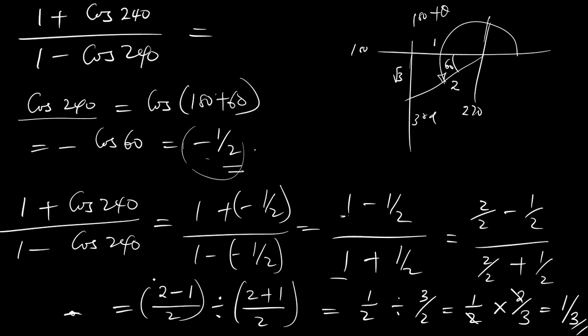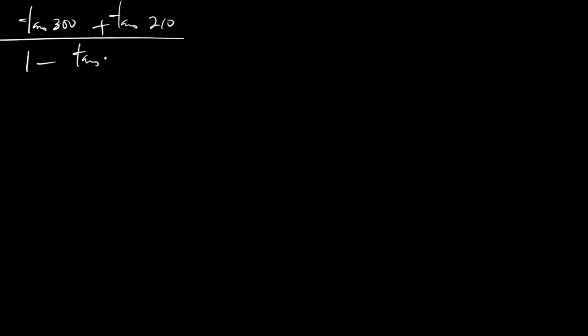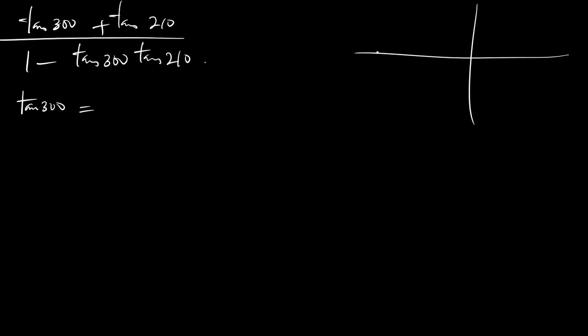Now the next question here is you have tan 300 plus tan 210 divided by 1 minus tan 300 tan 210. Now tan 300, let's look for this. Tan 300, now let's draw this.